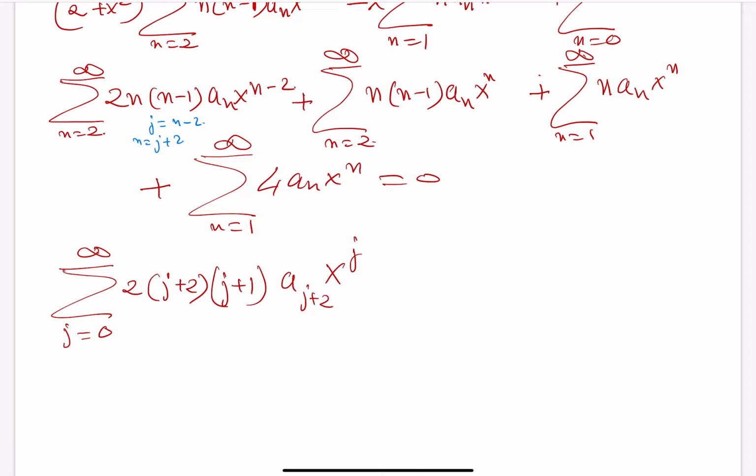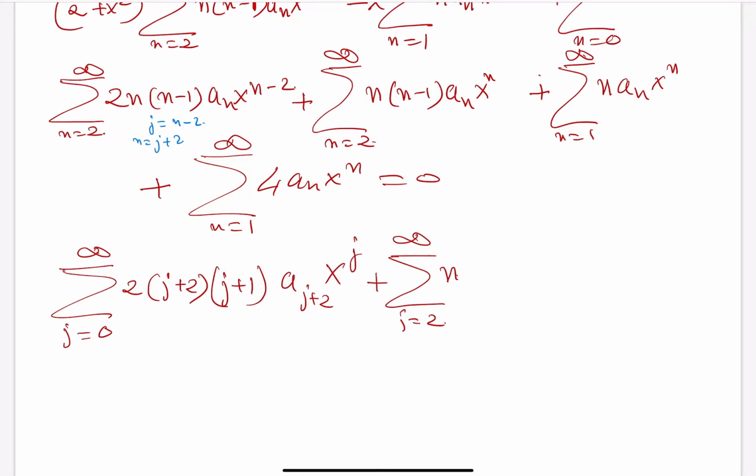Okay, you have this. The next one, make sure to write all of them in terms of j, not in terms of n. All of them in terms of j. So you have j starting at 2 to infinity, and you have n.